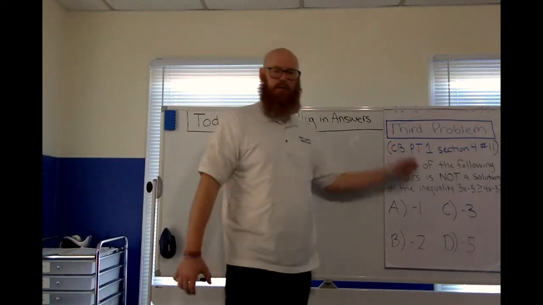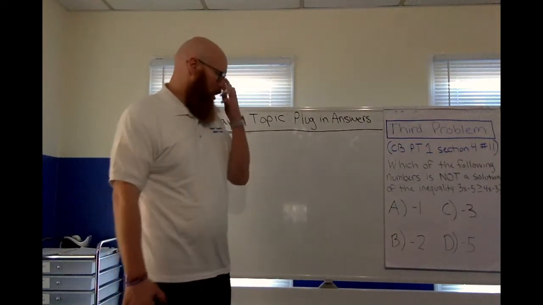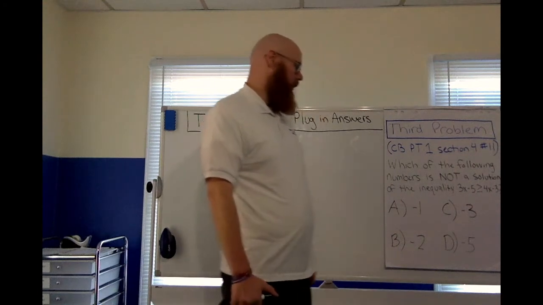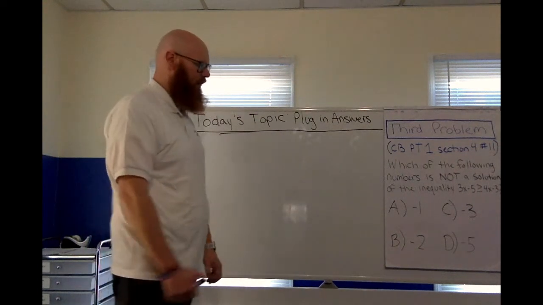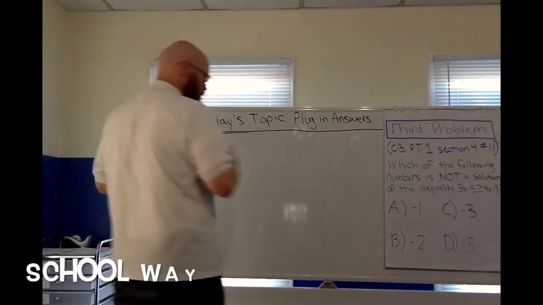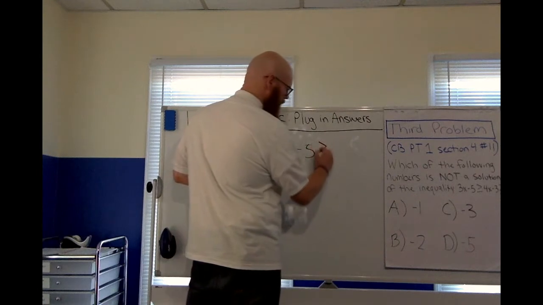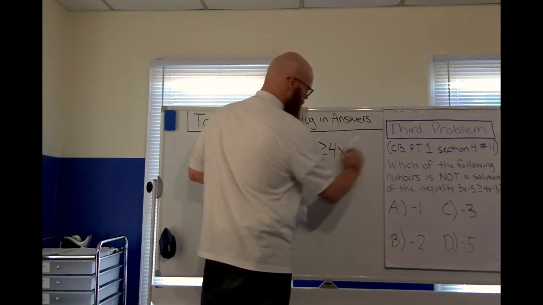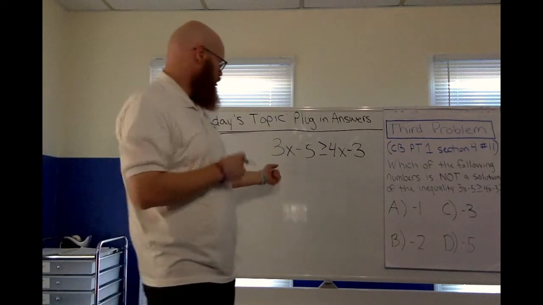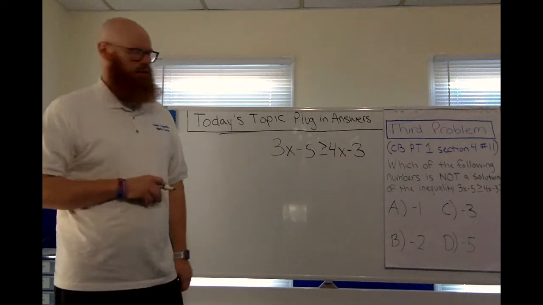All right, now our third problem. This one is from College Board Practice Test 1, Section 4, number 11. Which of the following numbers is not a solution of the inequality 3x minus 5 is greater than or equal to 4x minus 3? So let's take a look at the school way. We have our inequality, 3x minus 5 is greater than or equal to 4x minus 3. You simply want to solve this for x. So you want to bring the x's to one side and the constants to the other.